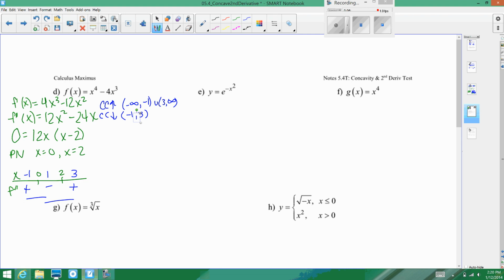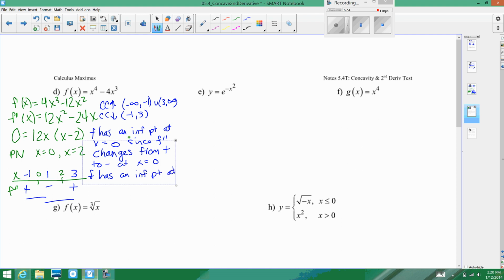Alright, f has an inflection point at x equals 0, since the second derivative changes from positive to negative at x equals 0. Similarly, f has an inflection point at x equals 2, since f double prime changes from negative to positive at x equals 2. There we go.